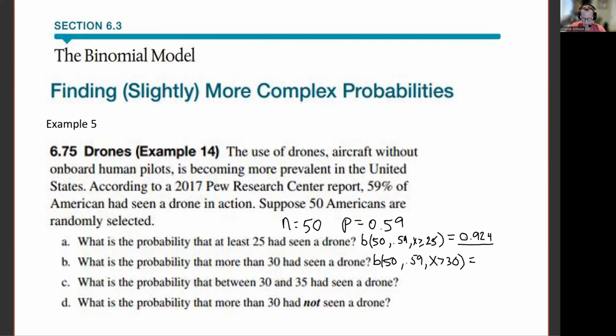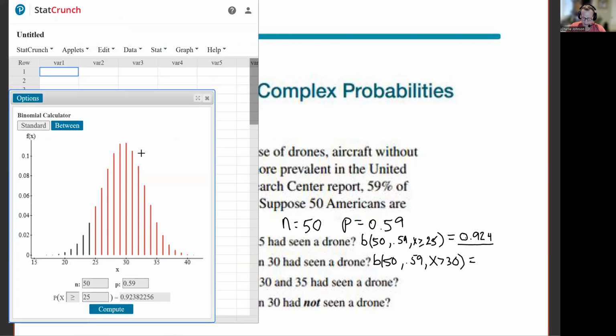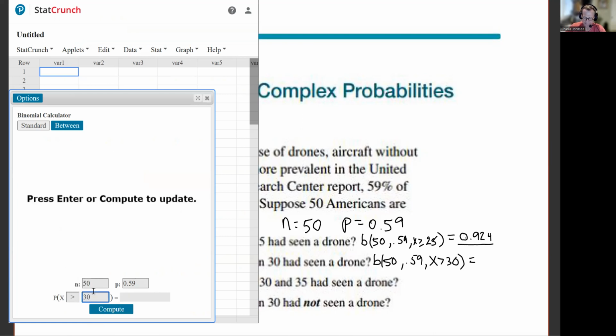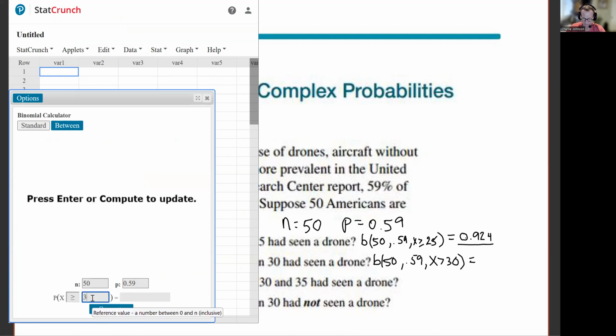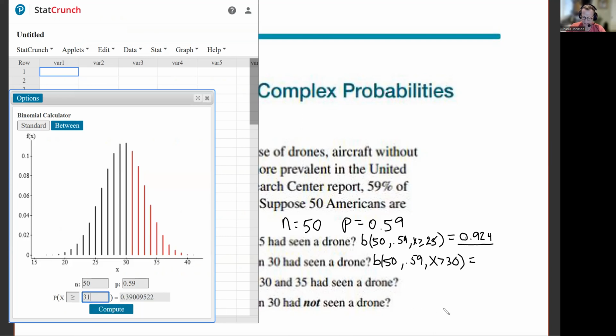So we use our StatCrunch calculator, and it's 50. Probability of success is 0.59. This time we want x to be greater than 30. And this gives us 0.390. Remember, we could have also said greater than or equal to 31. 0.390.